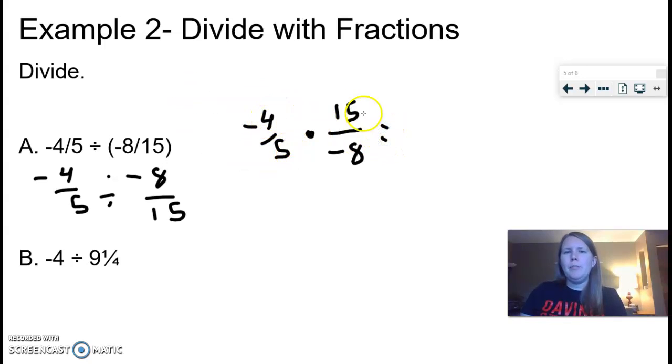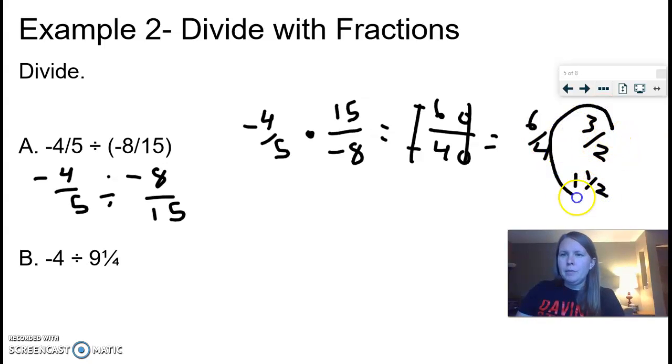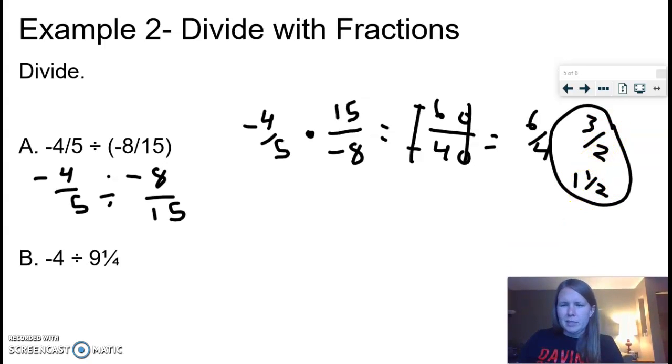So then I'm just going to go across the top and multiply. -4 times 15 will be -60. And on the bottom, 5 times -8 is -40. To simplify, the negatives cancel each other out, and you can get rid of the zeros. You'd be left with 6/4, or you can reduce this down to 3/2, or you could say 1 1/2. I'm not going to be picky on the form of your fraction, whether a mixed number or an improper fraction, unless I'm very specific on it.